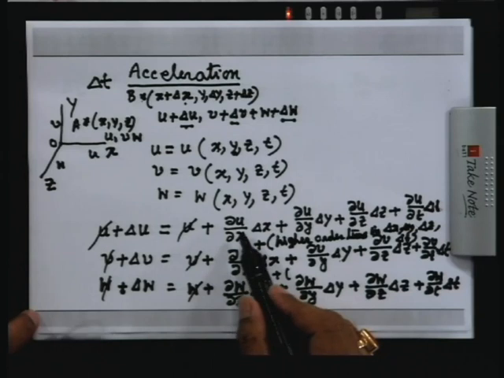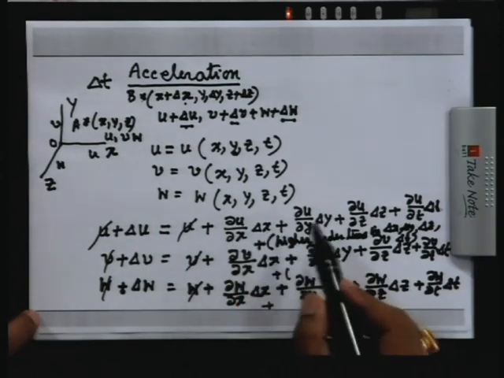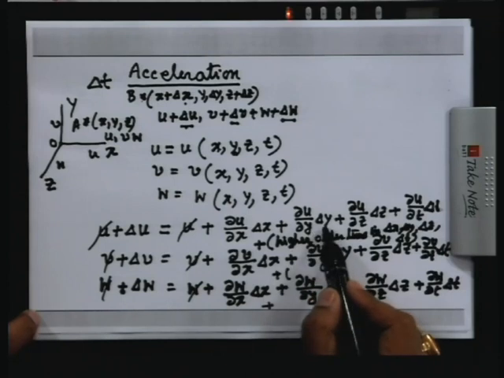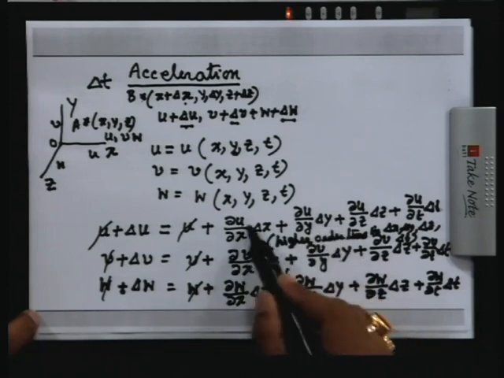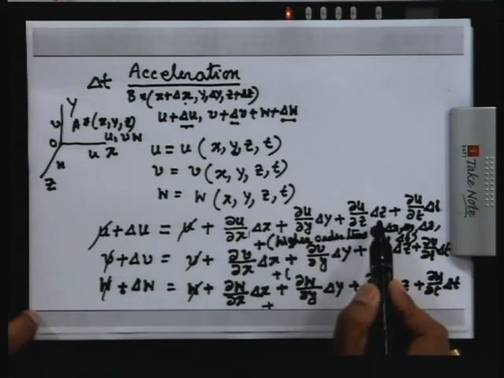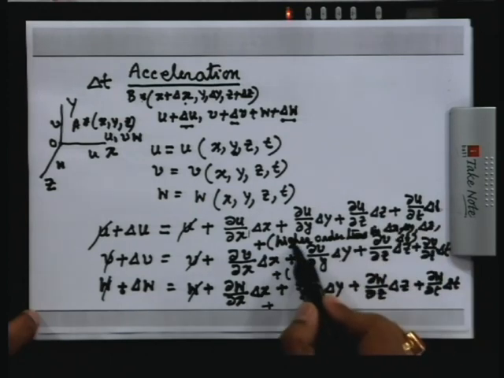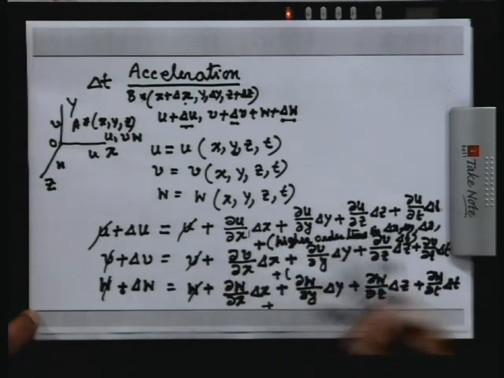What will these terms be? As you know, del square u del x square into del x whole square, and similarly del square u del y square into del y whole square. That means squares of these terms will come. So the higher order terms mean squares and more than that.